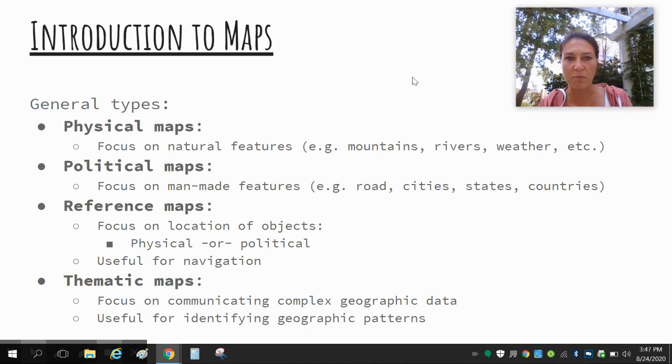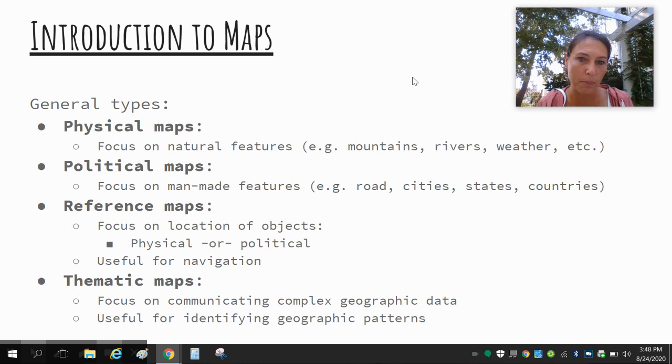So there are general types of maps. There are physical maps that have basically just natural features, mountains, rivers. Weather maps are physical maps. Political maps mostly are the maps that you will see outlined with the shapes of countries and the names of countries and maybe the names of capitals of countries and so on and so forth. Reference maps are tools for people to find things.